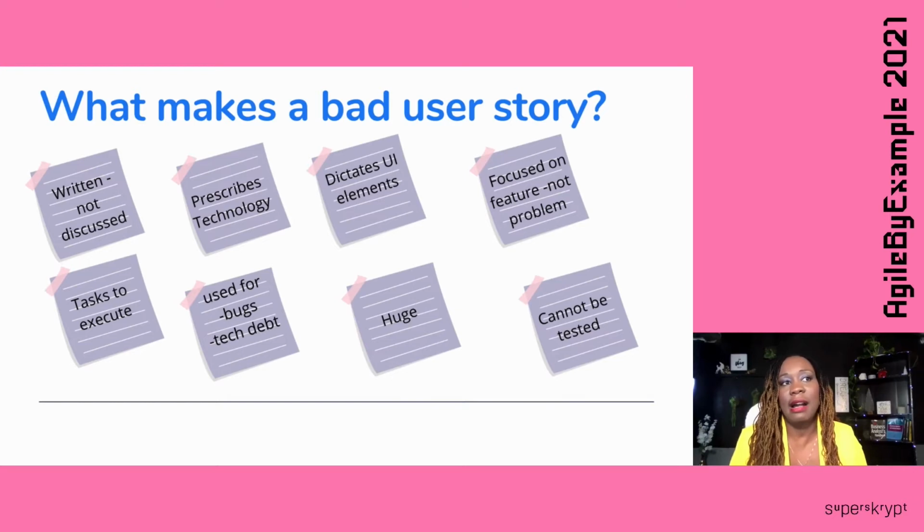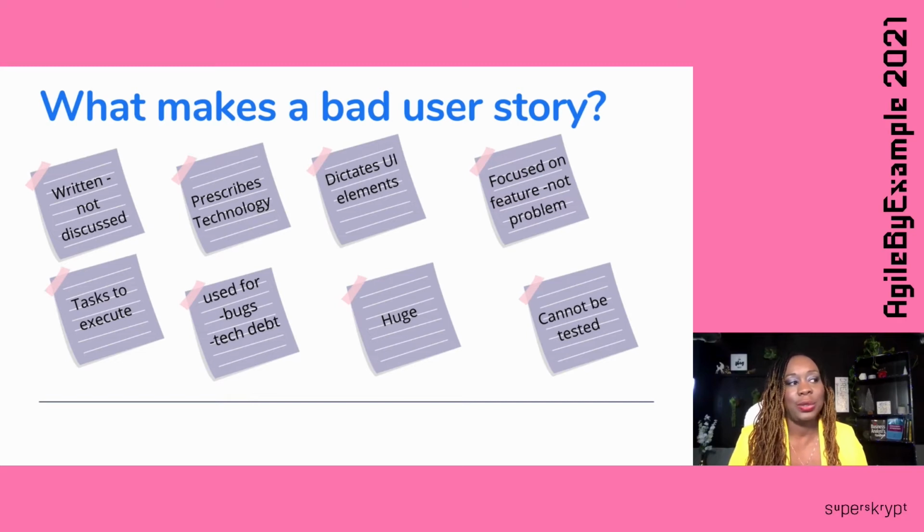It focuses on the feature, not the problem. So if your user story is focusing on the feature and not how it's solving the problem, then you've gone on the wrong path, right? Come back, you can do it. Focus on the problem, not on the feature. If you write user stories as tasks to execute, so it's a list of tasks, do this, do this, do this, then that is not really what the user story is intended to do. It's, again, the value to the user.